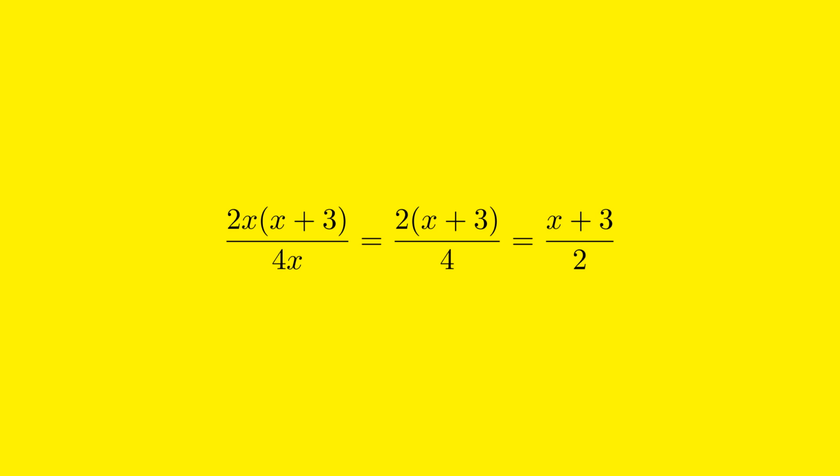Because 2 and 4 also have a common factor, simplify by dividing both by 2. This results in the expression (x plus 3) divided by 2. Therefore, the simplified form of the rational expression is (x plus 3) divided by 2. This is the final step.